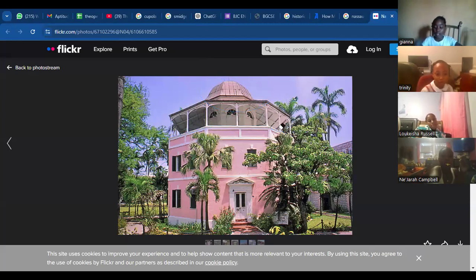The white house with the red windows, that's the court? I think so. It is very close to the court. The court is like right there.